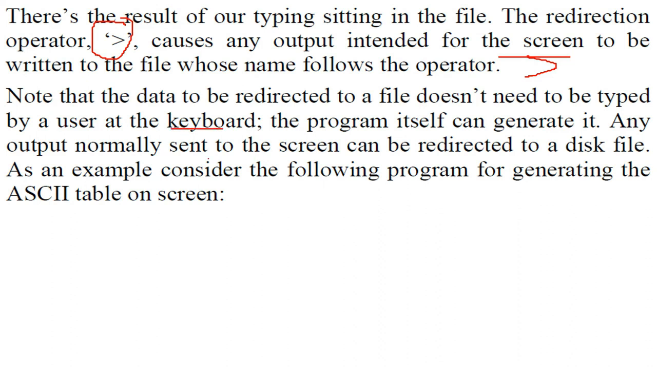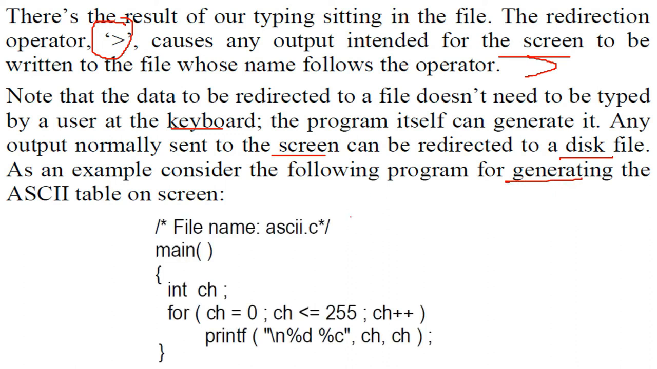The program is doing by itself, and any output which is sent to the screen, or you can say the video, can be redirected to a disk file. Let us take an example which is generating the ASCII table on screen. So this is ASCII.c, we have main. This is a character variable, and from 0 to 255, ch++, we're just printing ch, and this is the integer form, the ASCII form, and this is the symbol.